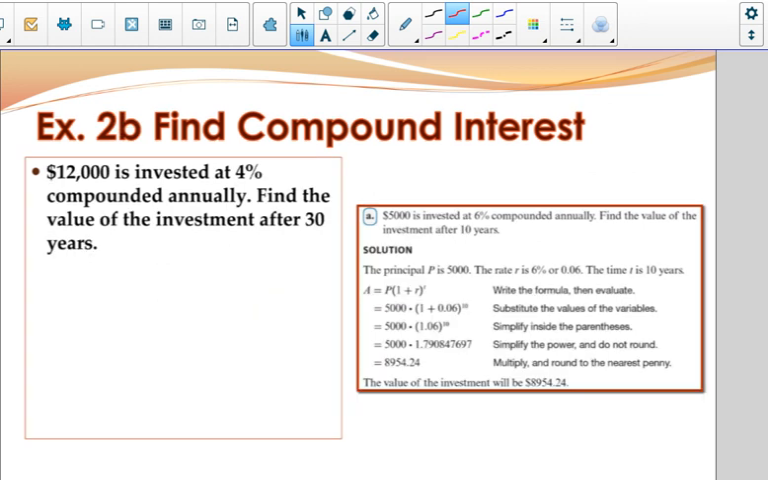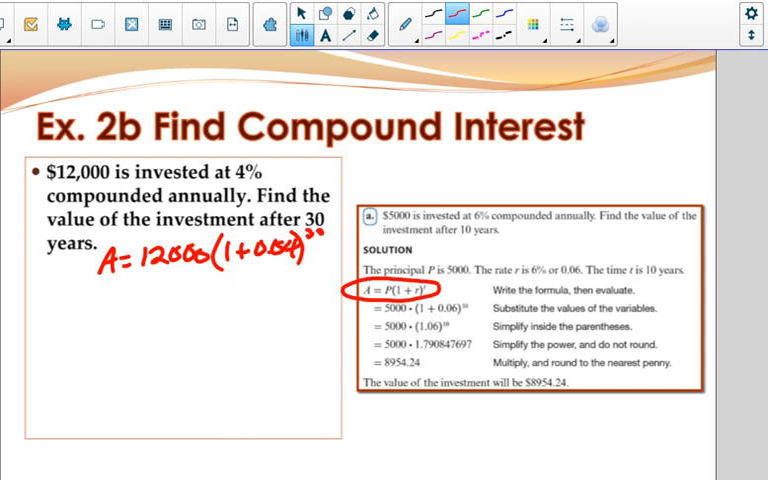So $12,000 is invested at 4% compounded annually. Find the value of the investment after 30 years. Annually means N is just 1. So the simplified formula is, we want to know how much is in the account when the principal is $12,000. They're going to pay 1 plus 4%, which is 0.04, and I have to raise it to the 30th power.